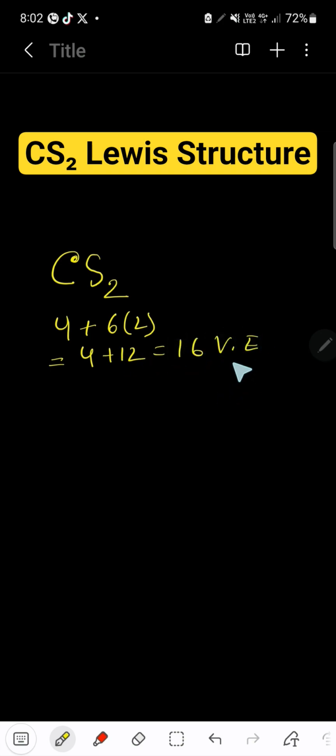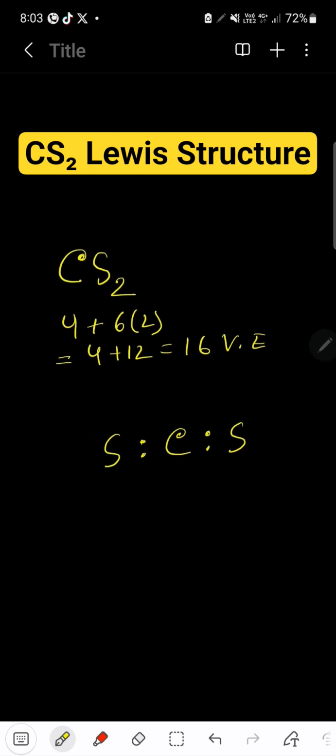These 16 valence electrons have 2 tasks at the same time. The first task is to connect these 3 atoms together, right? Carbon is the central atom because it is less electronegative than sulfur, so sulfur is the outer atom. So the 16 valence electrons have 2 tasks. The first is to connect these 3 atoms together, and the second is to satisfy the octet of each atom.